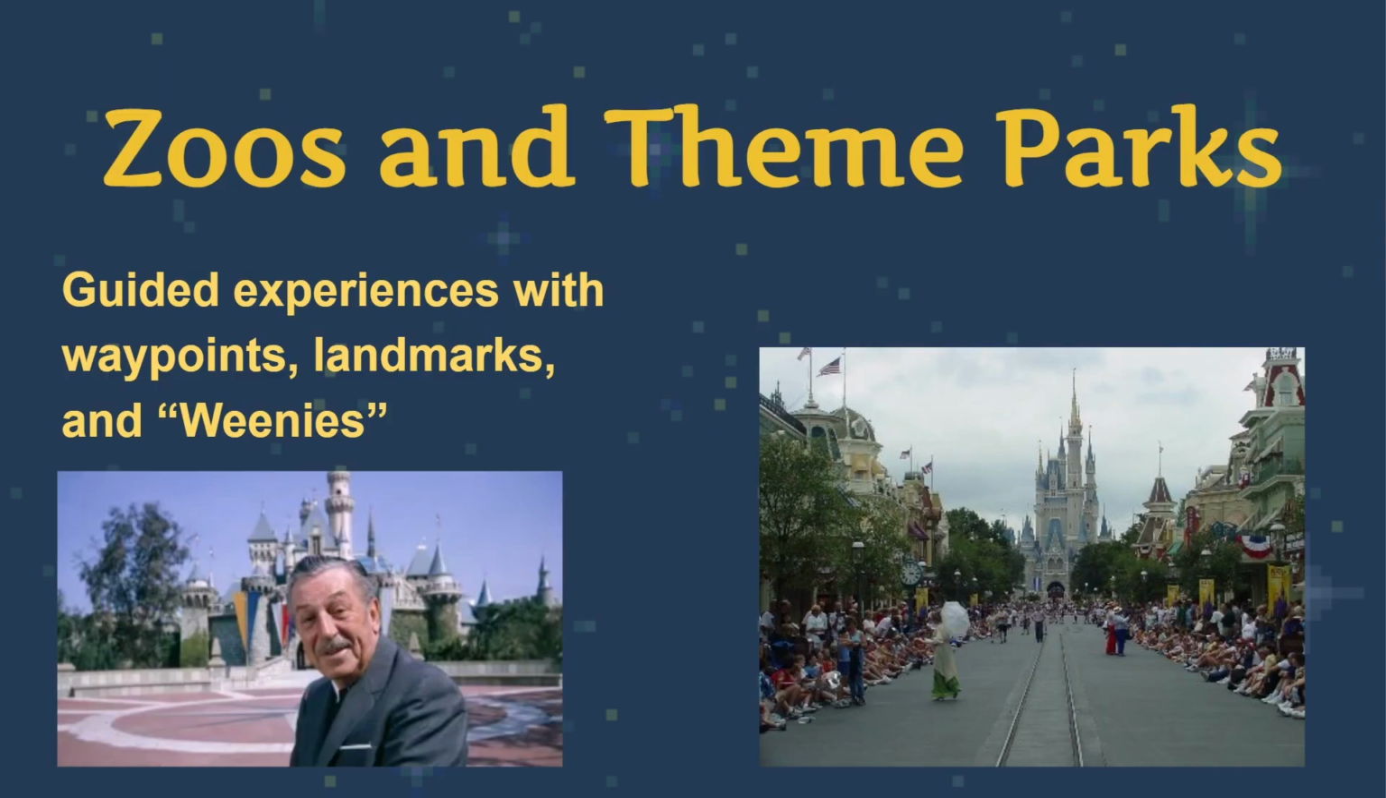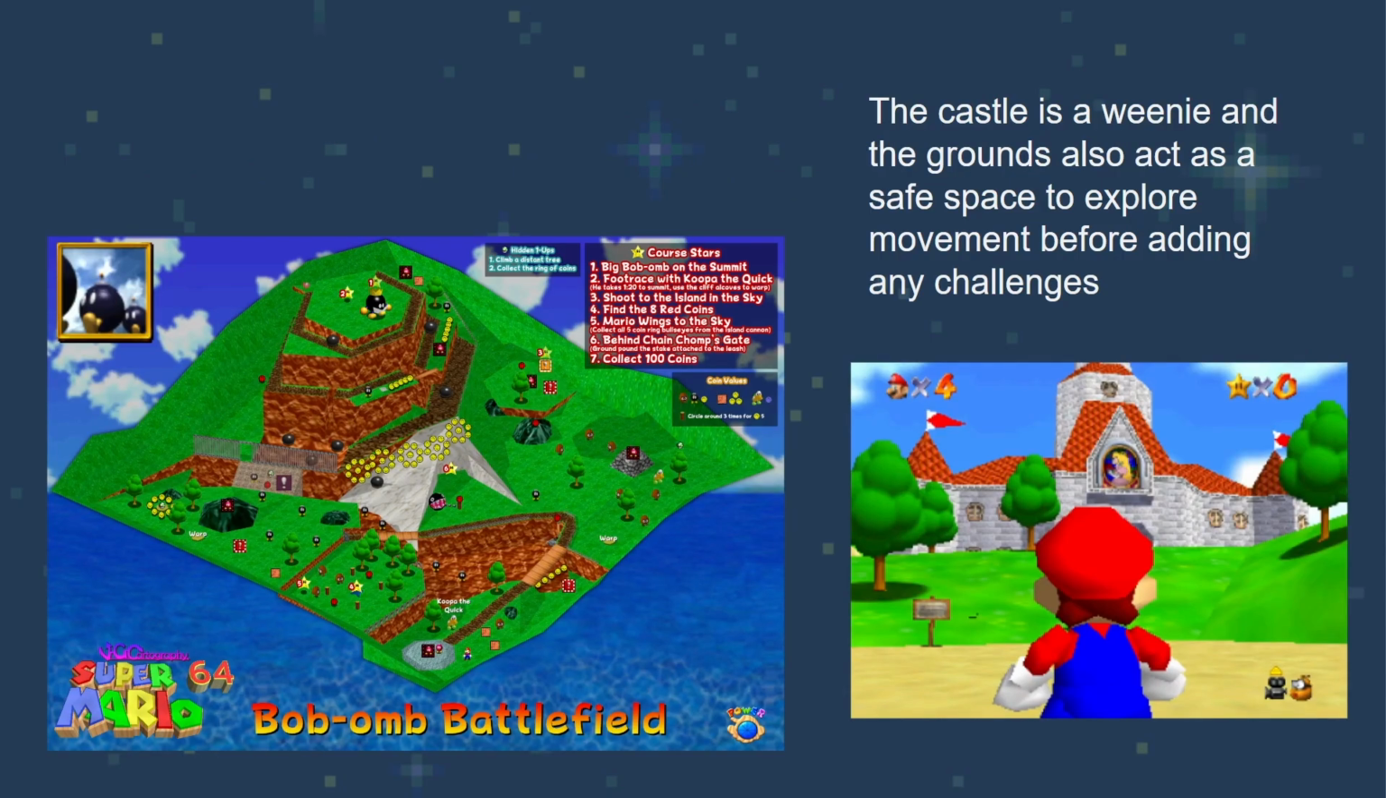And the same thing happens in games. Going back to Mario 64, when you first start the game, you are greeted with a huge castle in a pretty safe space. And so your first instinct is to go towards that major landmark. Same thing with Bob-omb Battlefield. The first thing you see is that huge mountain. And so that sort of guides everything that you can do.